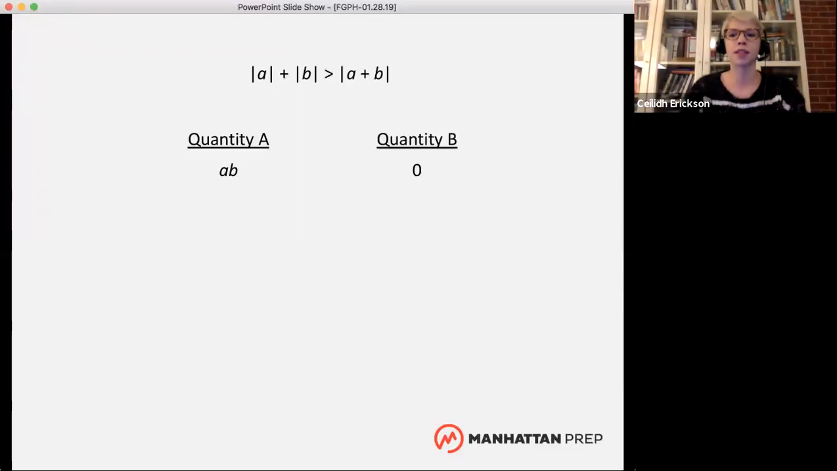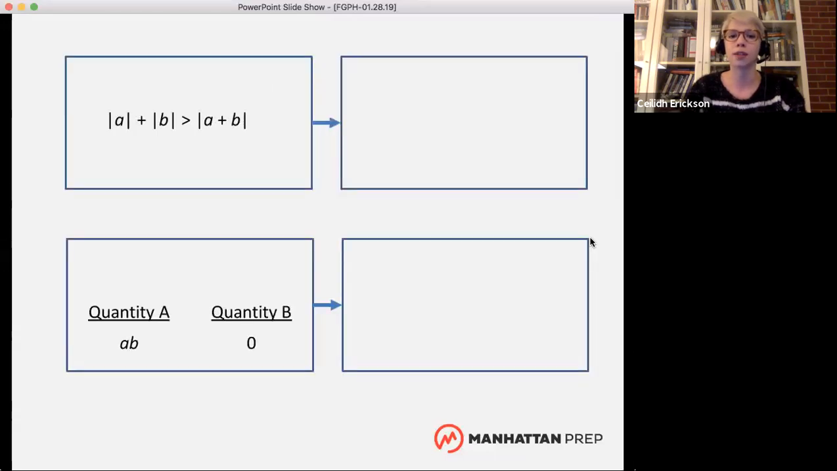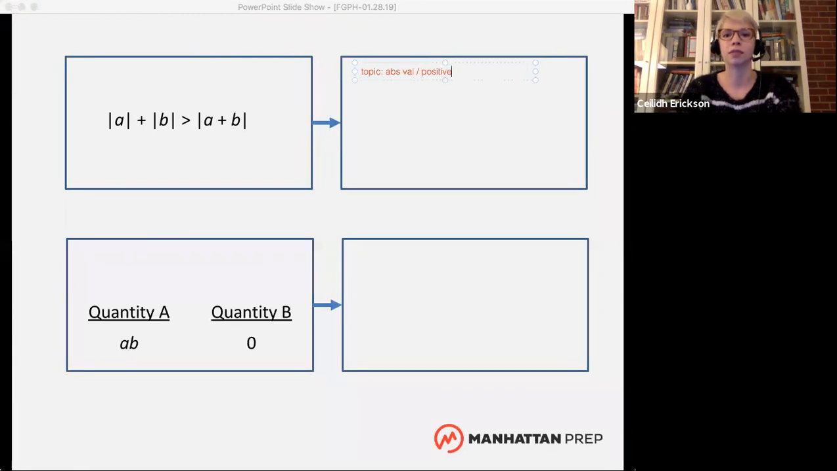All right, we have a lot to unpack here. Not just in the upfront information, though. We've got stuff to unpack in the quantities as well. So I want to decode both of these. Absolute value of A plus the absolute value of B greater than absolute value of A plus B. All right, we know this. Whenever they give us absolute value, yeah, it's absolute value, but it's really about positives and negatives.